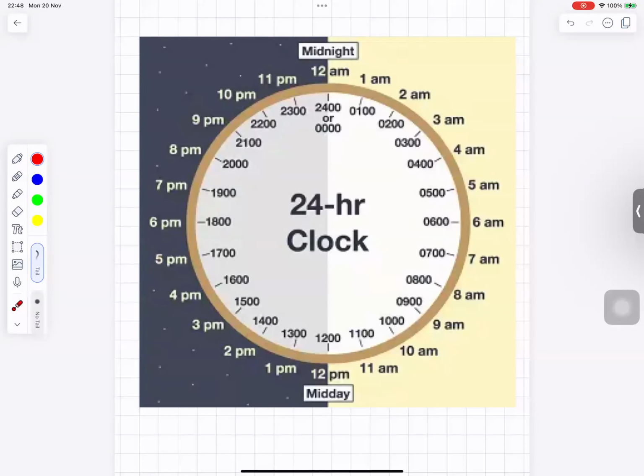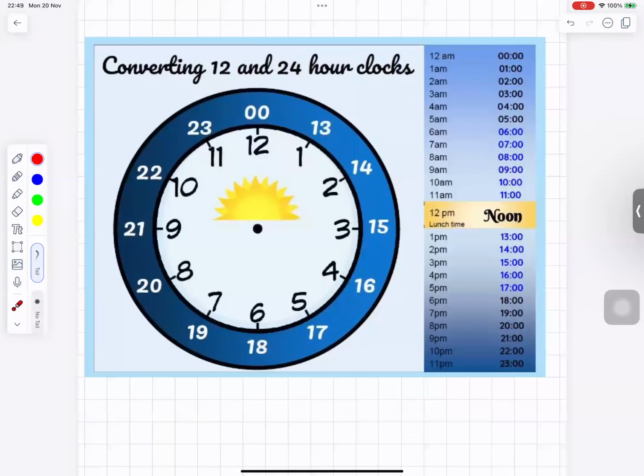This is a 24-hour clock for you to have a look at. 2 p.m. is the same as 14:00 in 24-hour clock. So this is converting 12 and 24-hour clocks. So 14 is 2 p.m. So it's good to know these things. You might come across questions which need you to convert.